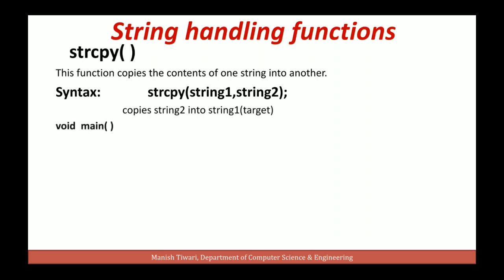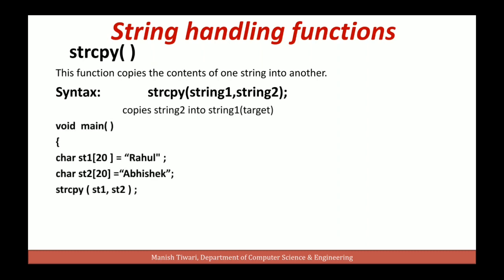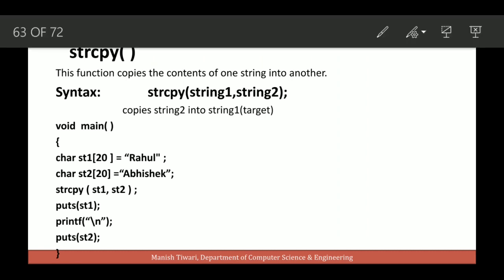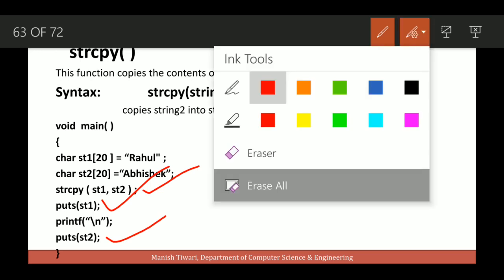And here is the example. So in this program we are using two strings st1 and st2. The value of st1 is Rahul and the value of st2 is Abhishek, and we are using this strcpy function here. So this function copies the value of st2, that is Abhishek, into string st1. So after using this function, when we print the value of st1 and the value of st2, both these strings will be printed as Abhishek.